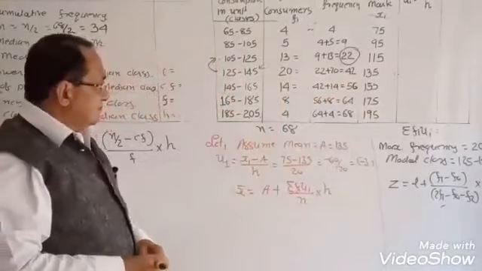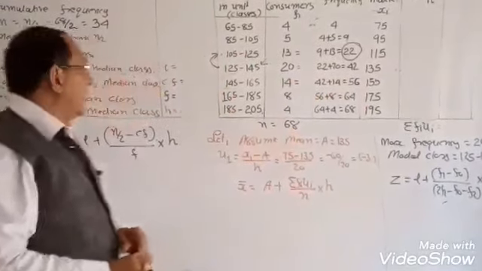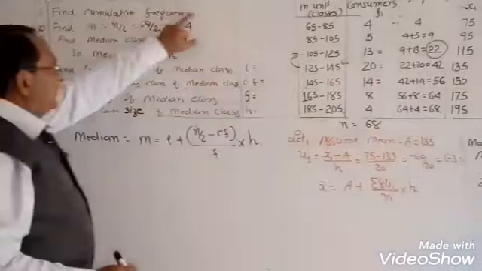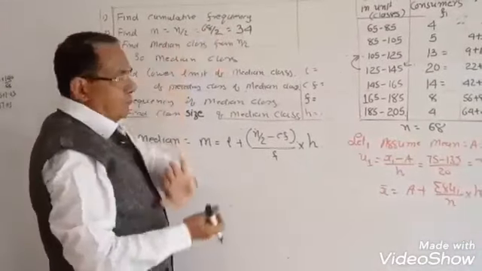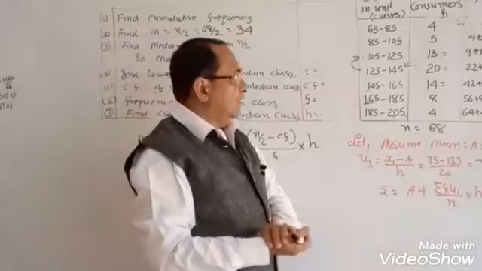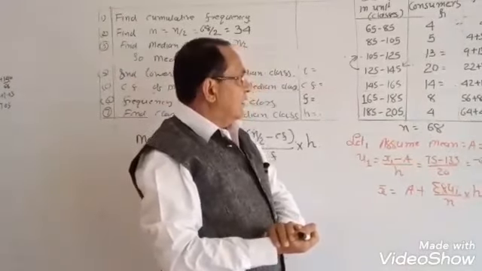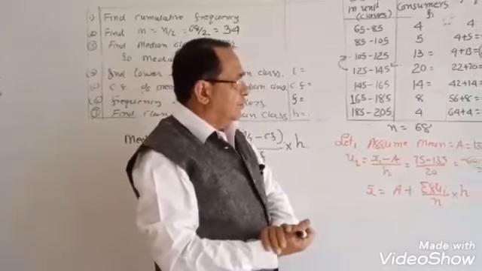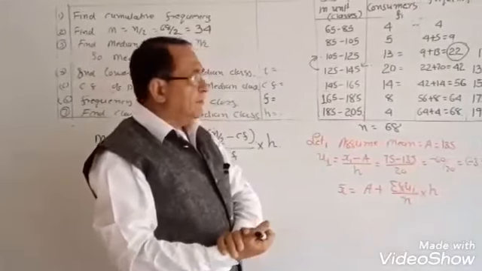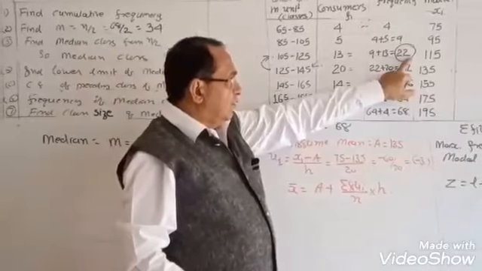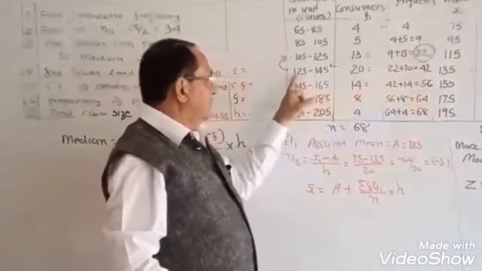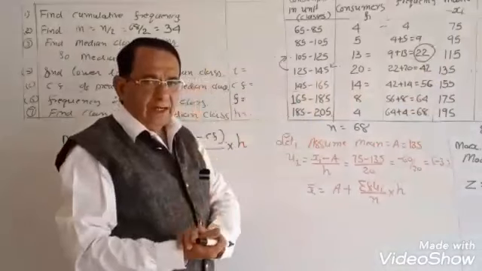Now from that find n by 2. Cumulative frequency, you have to find n by 2, 68 upon 2, 34th. What is the corresponding class of the 34th? Up to 22 it is here. Onwards it lies in the 125 to 145 class.